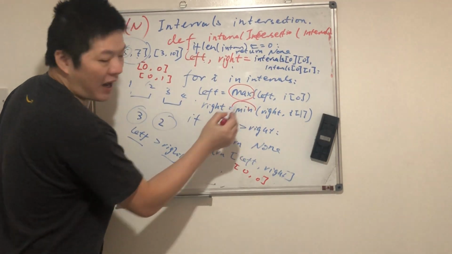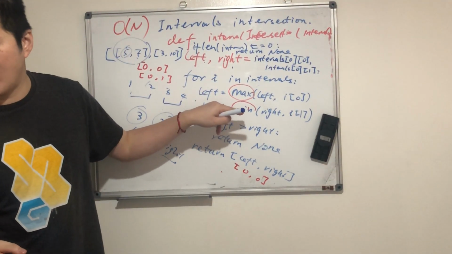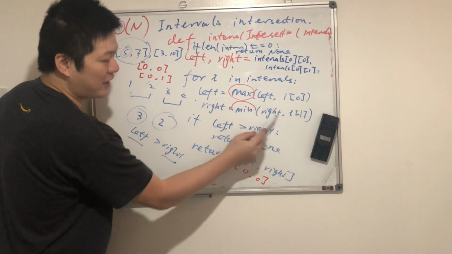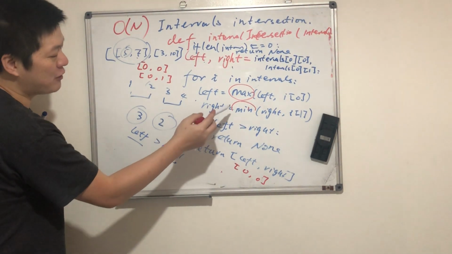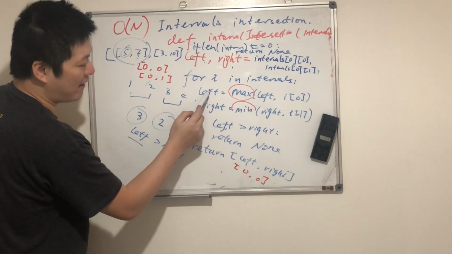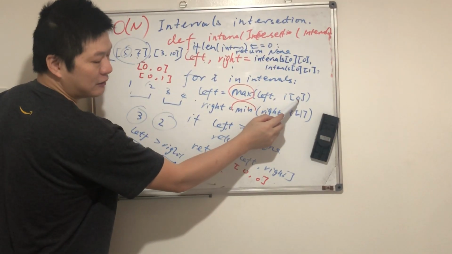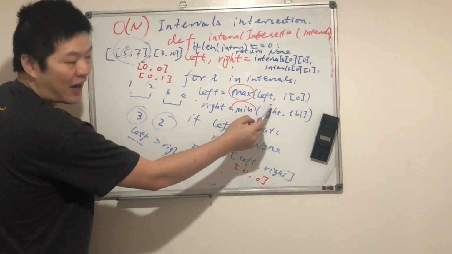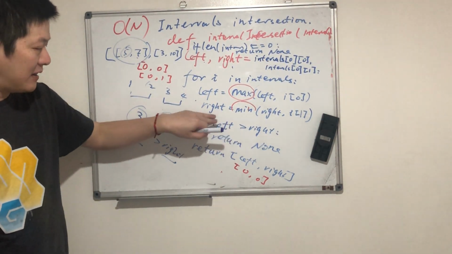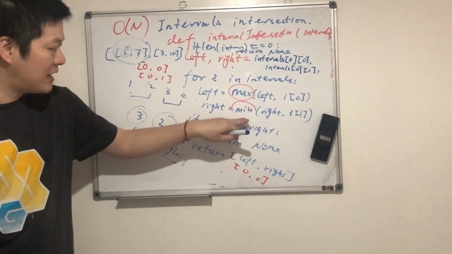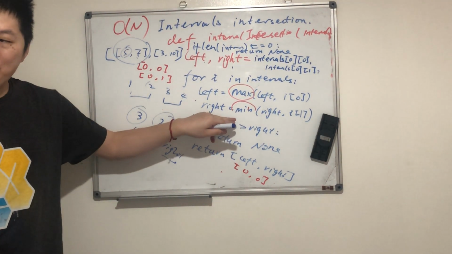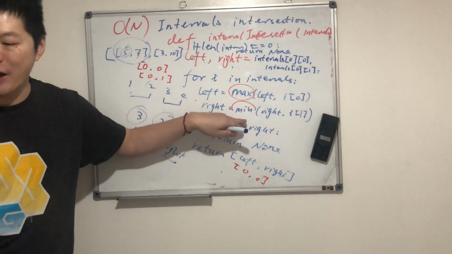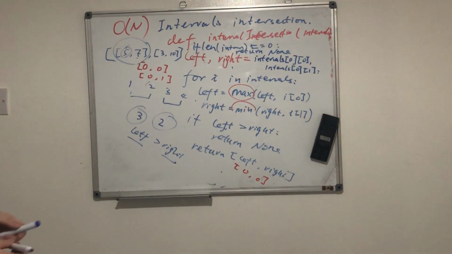This max and min are built-in Python functions, which return the maximum or minimum of the values. If you want to write it with if, you can write it this way: if i[0] is bigger than left, left equals i[0]. And min is the same: if i[1] is smaller than right, because we find a new smaller right, then right equals i[1].